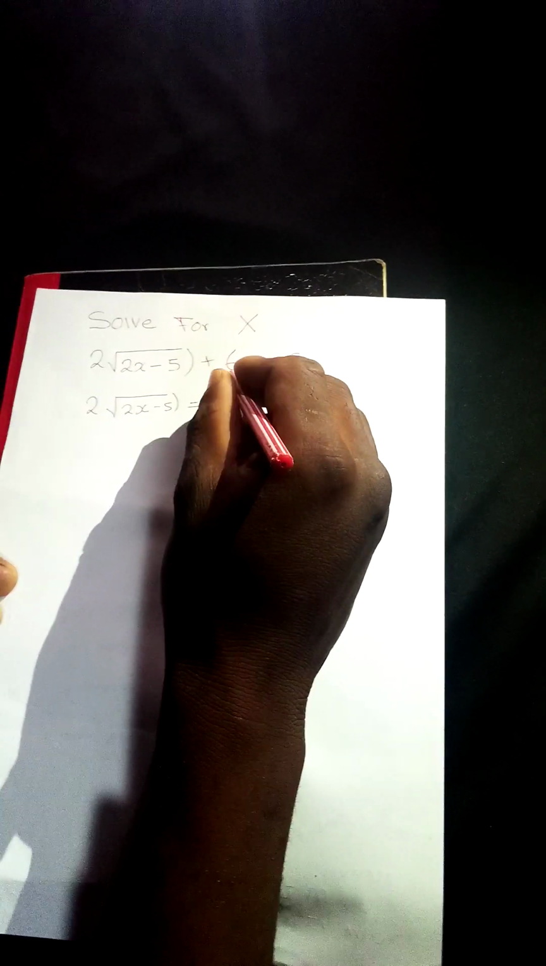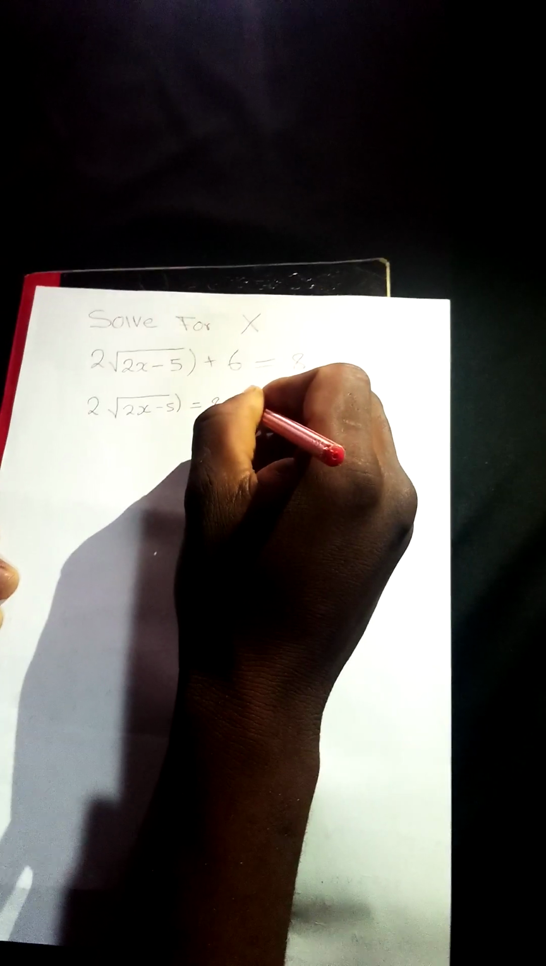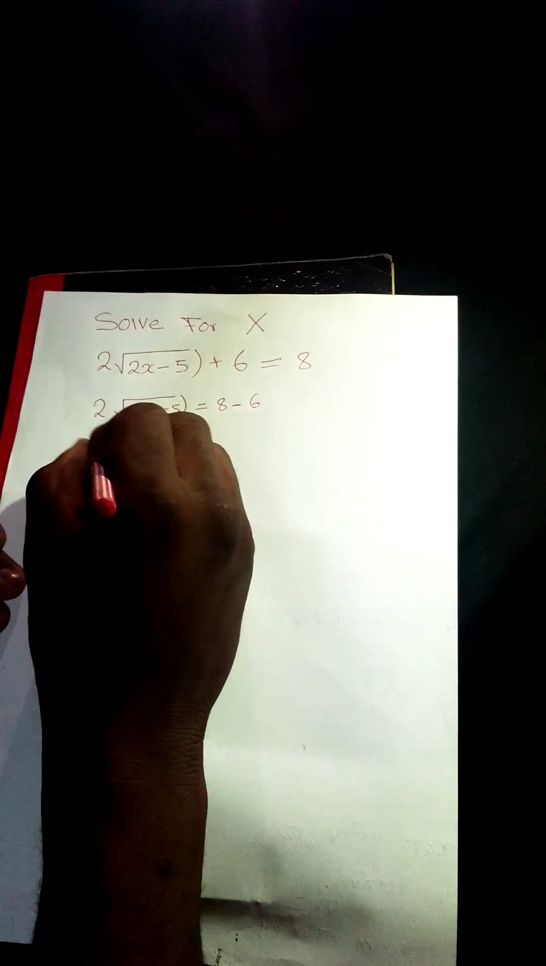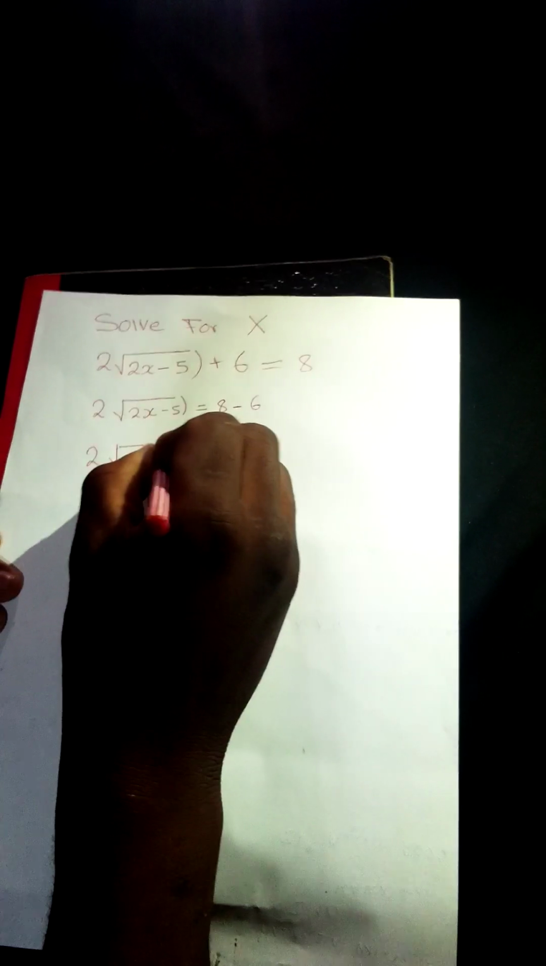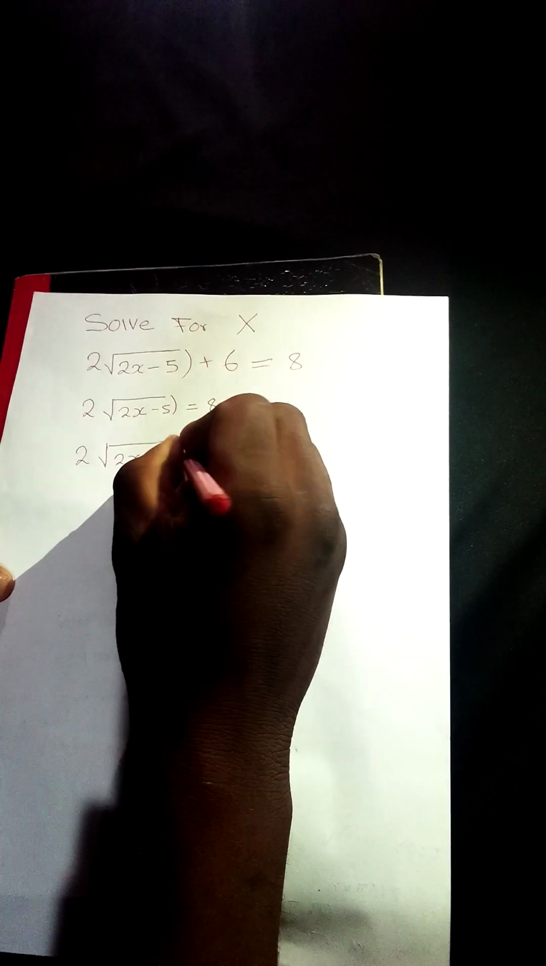Now we are going to find the additive inverse of positive 6, which is negative 6. Or when positive 6 crosses the equal sign, it becomes negative, always. Then we are going to have 2√(2x - 5) = 8 - 6, which gives us positive 2.